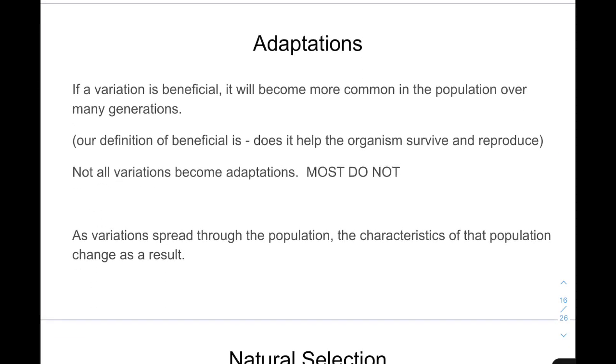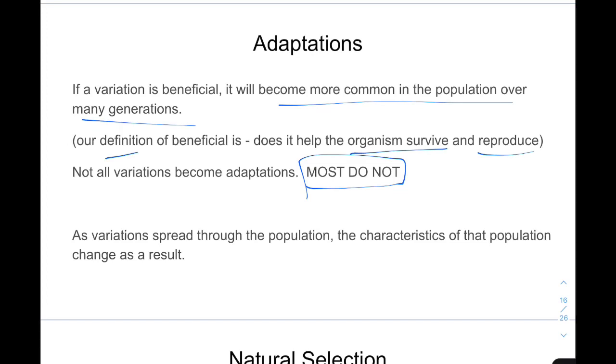If a variation is beneficial, which we define as, does it help you survive and reproduce? Do you have more offspring, more healthy offspring, than somebody who doesn't have that variation? That's it. That's the definition. That's what we can say is good. Most changes, most variations do not help, but sometimes they do. And if they do, because of the definition, which means you have had more healthy offspring, that means the population is going to look more like you in the future.